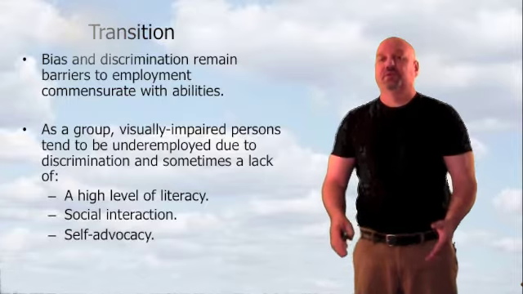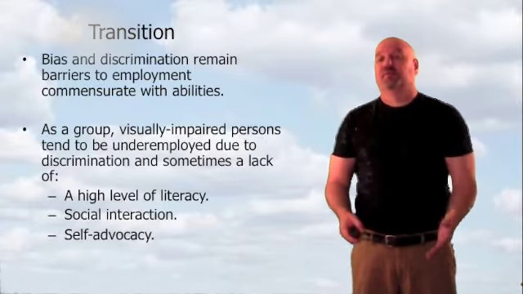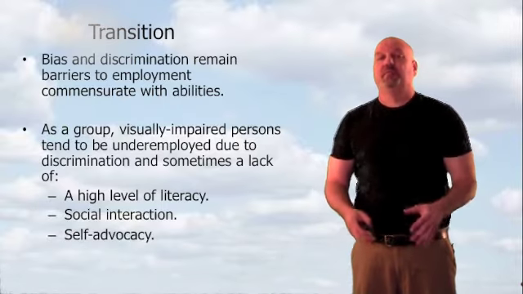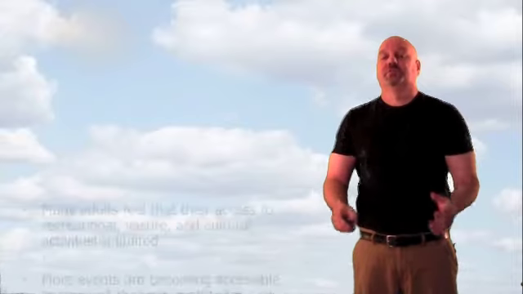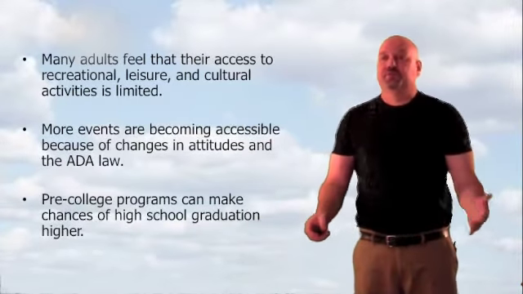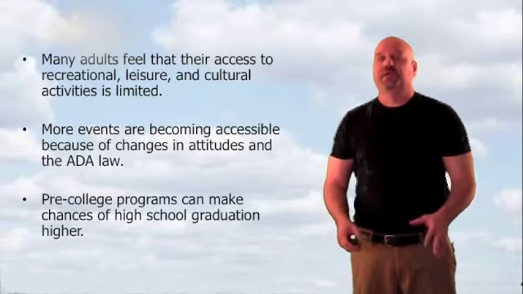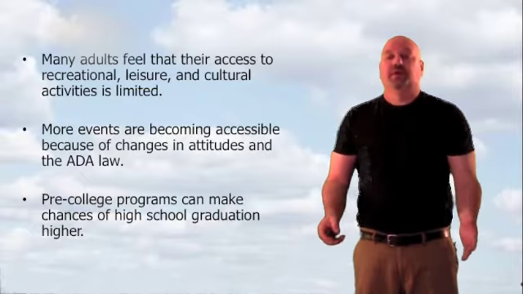That's why it's going to be so critical for you, if you have students like this in your classroom, to work with them on social skills, work with them on being able to ask for help, setting goals, being self-determined. Many adults with vision impairments feel that their access to recreation and leisure activities is pretty much limited. We're trying to do much better.